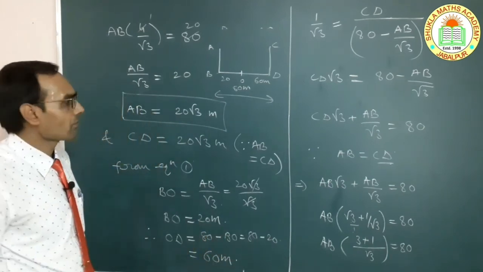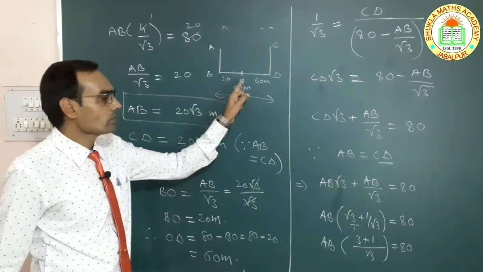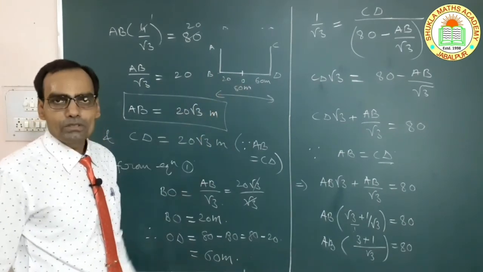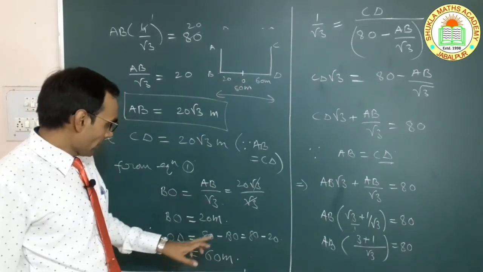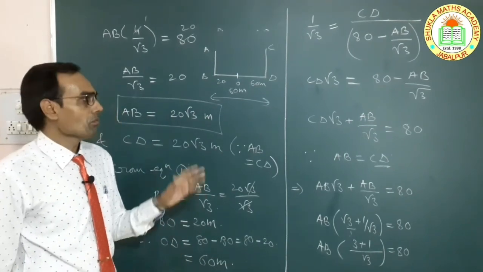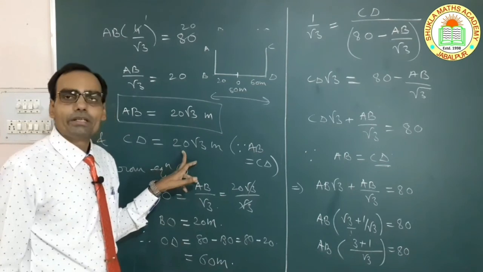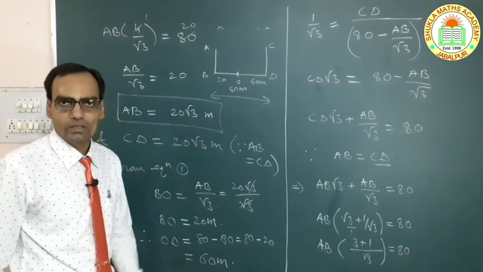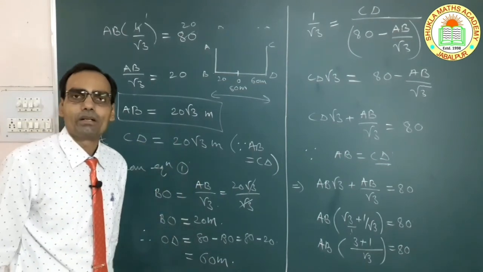So the distances from the point O to the poles are 20 meter and 60 meter respectively, and the height of both poles is 20 into root 3 meter. So this is the final answer of the problem.